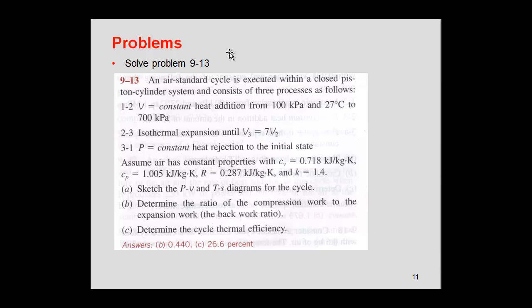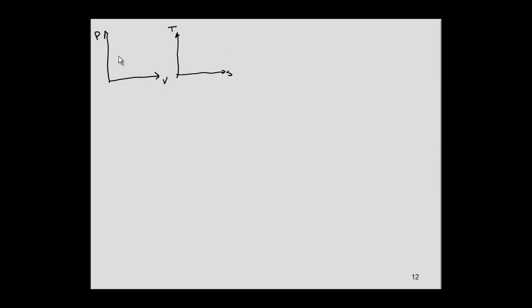So we draw our axis. This will be PV, and this will be TS. And let's follow our instructions. We're being told that we want to choose a constant volume heat addition. So constant volume will be just recorded as a vertical line, right? We know that this number is 100, and this will be 700 kilopascal.